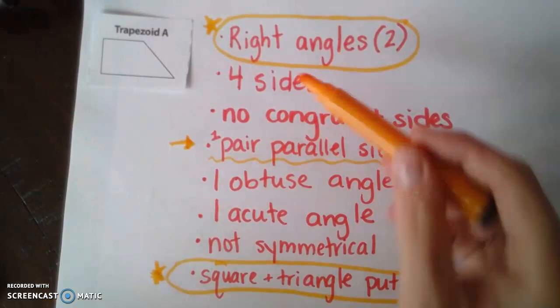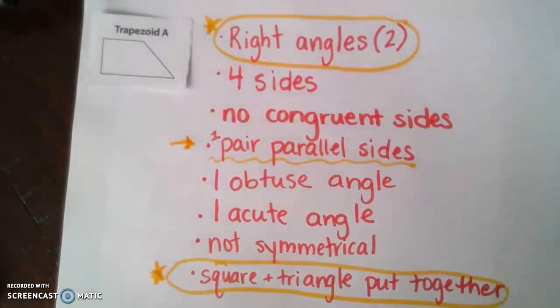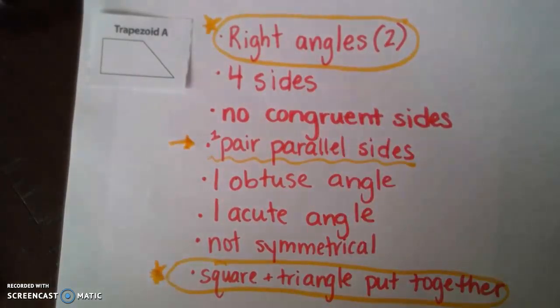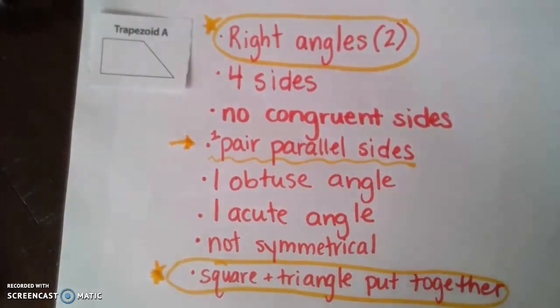I'd rather use maybe 4 sides. That's very broad because all of our quadrilaterals have 4 sides. No congruent sides would be kind of a broad one too. It would get rid of my squares, because all squares have all equal sides, and some rhombuses. So you've got to make sure that you circle your dead giveaways first.